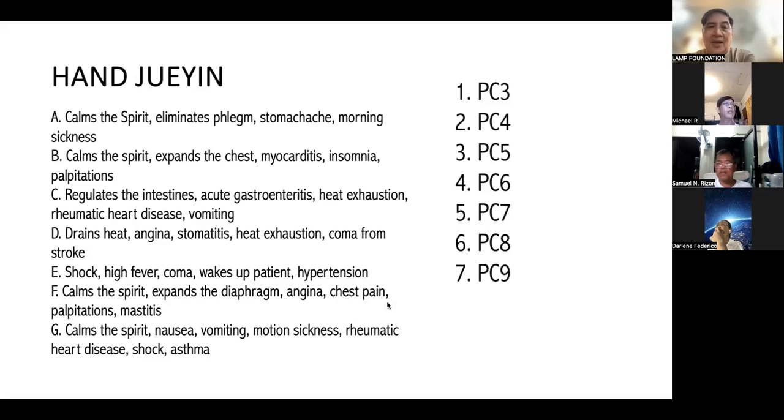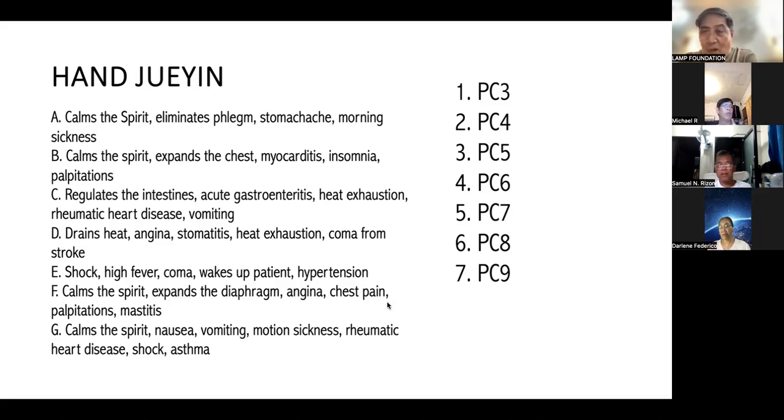Okay, ganito Ma'am Lane. Di ba kanina pinakita natin yung pericardium 9, pericardium 7, and pericardium 8, right? Pericardium 9 is a tonification point. So, you would like to revive a patient pag nawala ng malay. So, if you're going to answer PC 7, medyo mali na po yun. Di ba? So I would be more inclined to answer coma. Wakes up the patient. Can you get it? So pericardium 9 should be letter E.